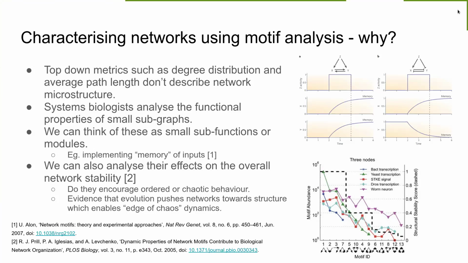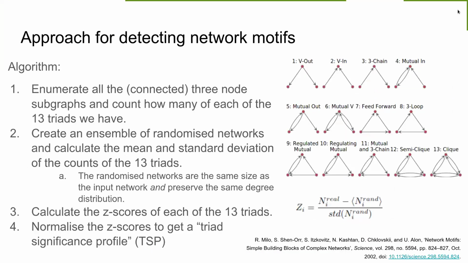And then in terms of thinking of networks as discrete-state discrete dynamical systems, the distribution of these motifs can confer different stability on the overall network. So some might tend to encourage static or oscillatory behavior, and others might tend to encourage more chaotic behavior. And there seems to be evidence that evolution may push the distribution of motifs towards a distribution which encourages edge of chaos type behavior.